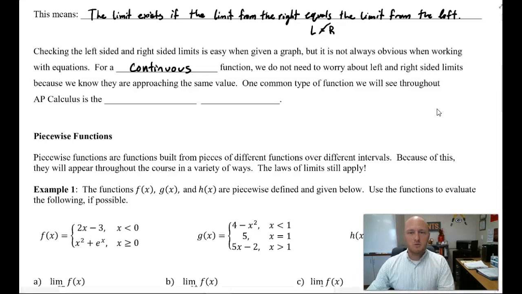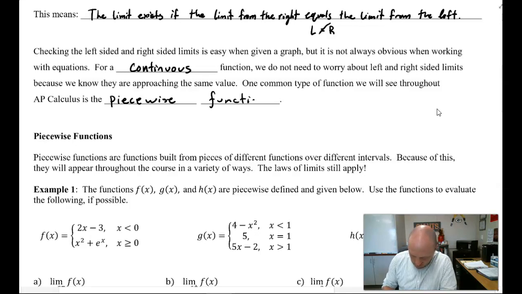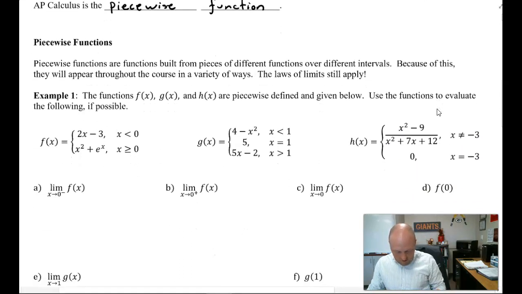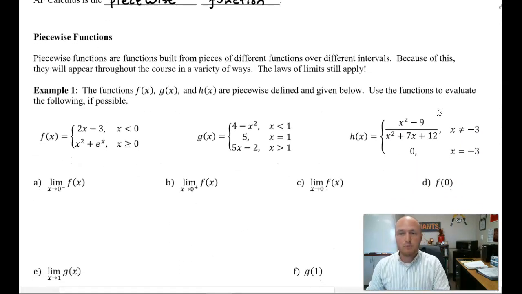Now, one common type of function that we see throughout AP Calculus is the piecewise function. College Board loves the piecewise function. Okay, now what are piecewise functions? Well, piecewise functions are functions built from pieces of different functions over different intervals, and that's the part that really trips people up, and it's not too complicated. Because of this, they will appear throughout the course in a variety of ways. But the important thing is that the laws of limits still apply, and mainly the limit from the left has to equal the limit from the right for the limit to exist.